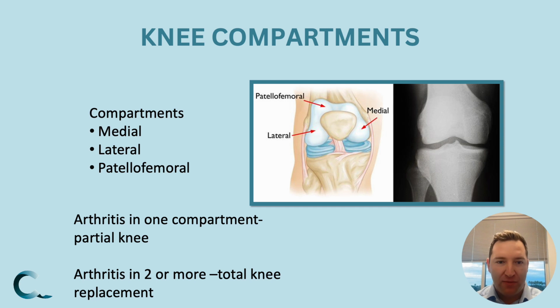There are 3 compartments in the knee. There's the medial, also known as the inside compartment of the knee, the lateral, which is the outside compartment of the knee, and then the patellofemoral joint, which is behind the kneecap. If you have arthritis in only one of these compartments, we likely have discussed a partial knee replacement, where we only replace the part of the knee that has arthritis in it. If you have arthritis in 2 or more of the compartments, I'd likely have talked to you about a total knee replacement at this point, where we resurface the bones in all 3 compartments of the knee.